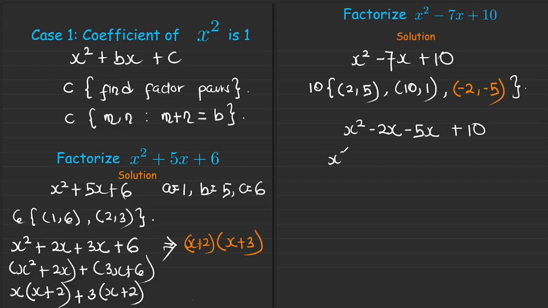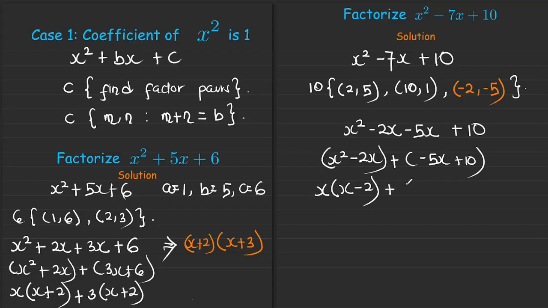So using the method of grouping, we have x squared minus 2x in one bracket, plus negative 5x plus 10 also in another bracket. What do these two have in common? They have x in common. Hence, we factorize out our x. Then x times what gives us x squared, or x squared divided by x gives us our x. Then negative 2x divided by x will also give us a negative 2. Then we have negative 5 and then 10.